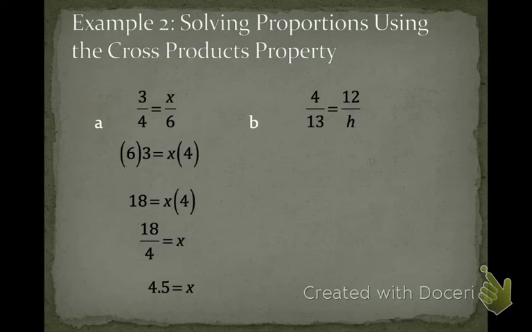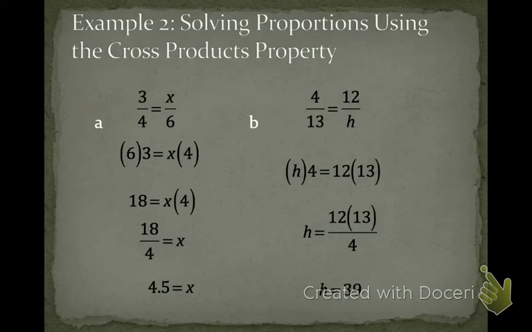My second example. So use your cross products. So you get 4 times h, 12 times 13. Divide both sides by 4. I might simplify that first. And then I get 39. So how would I simplify that? I would divide both of those by 4 and then I get 3 times 13, which is so much easier than doing 12 times 13, then divide by 4. So write that all in your notebook. When you're ready to move on, we're going to move on.